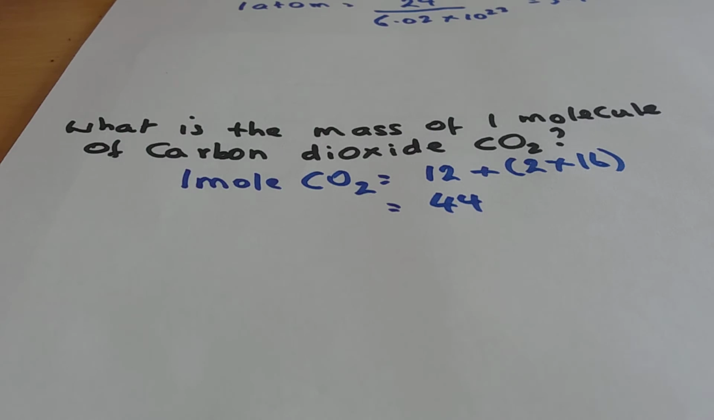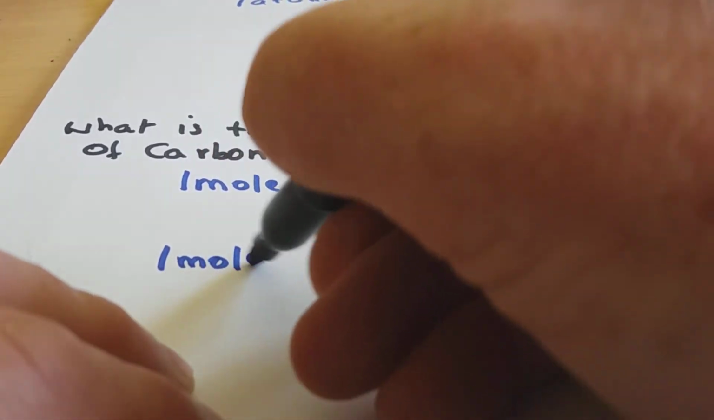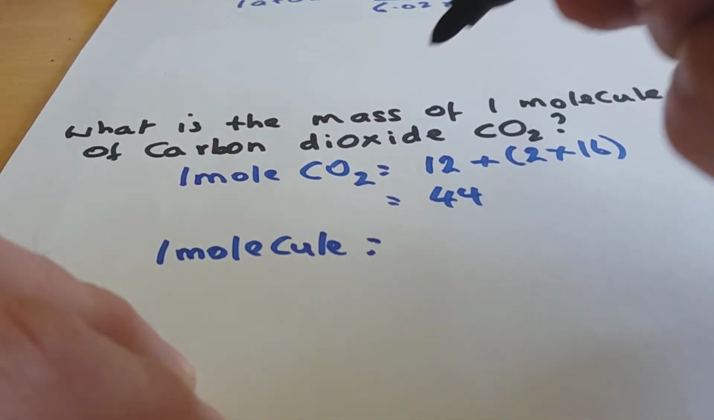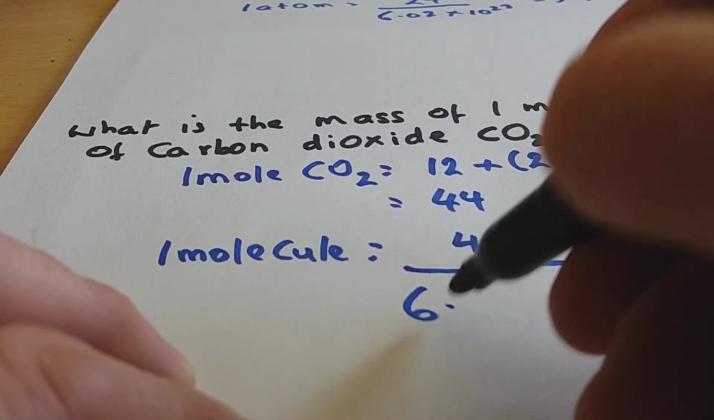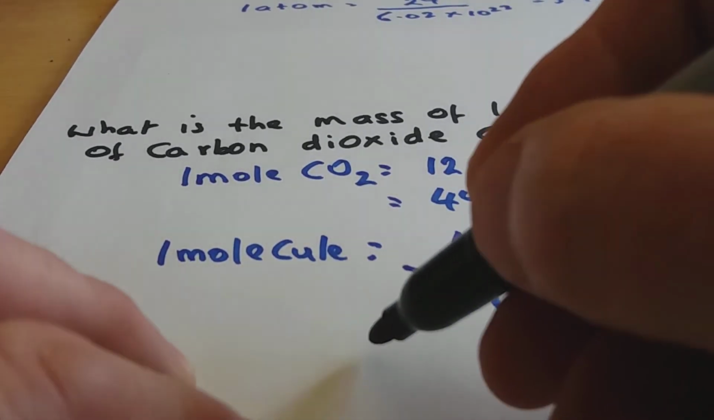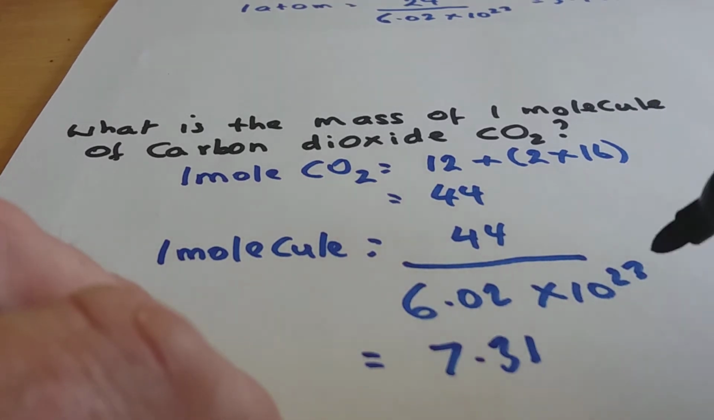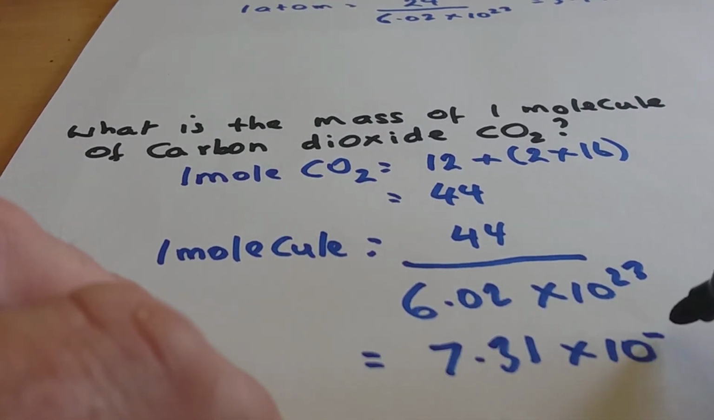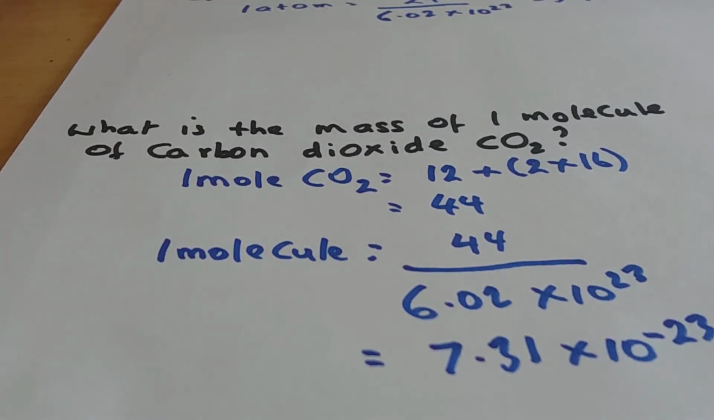Now we know that 6.02 times 10 to the 23 particles or molecules of carbon dioxide have a mass of 44. So 1 molecule will equal the mass of 1 mole, 44, divided by 6.02 times 10 to the 23. And when we work that out, that's going to come out as 7.31 times, again, and don't forget, minus 23. Okay, so careful with those indexes.